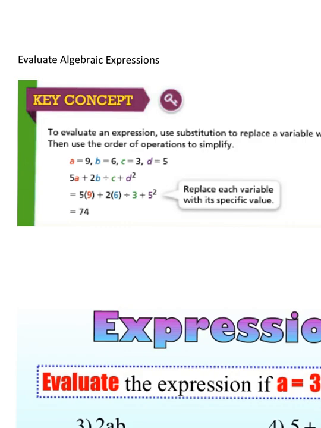So what you have to do is take and substitute or replace each variable with the specific value that they give us. So they input the number for each letter. Then you have to follow order of operations.